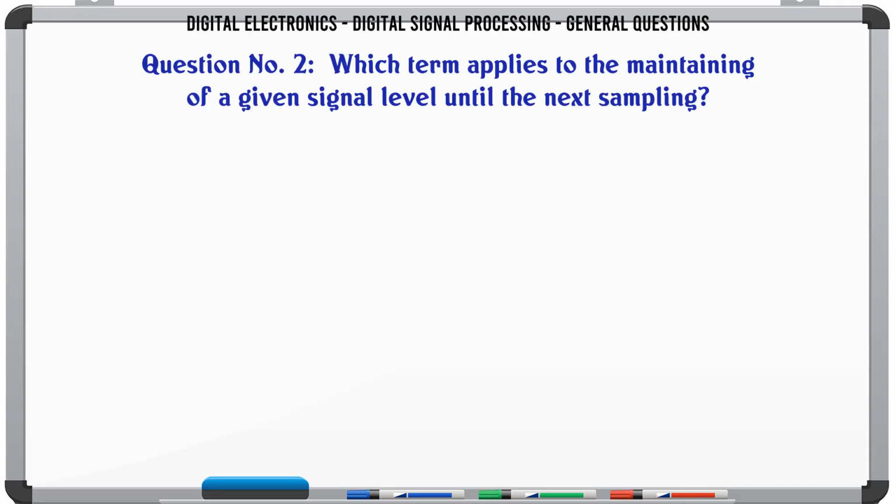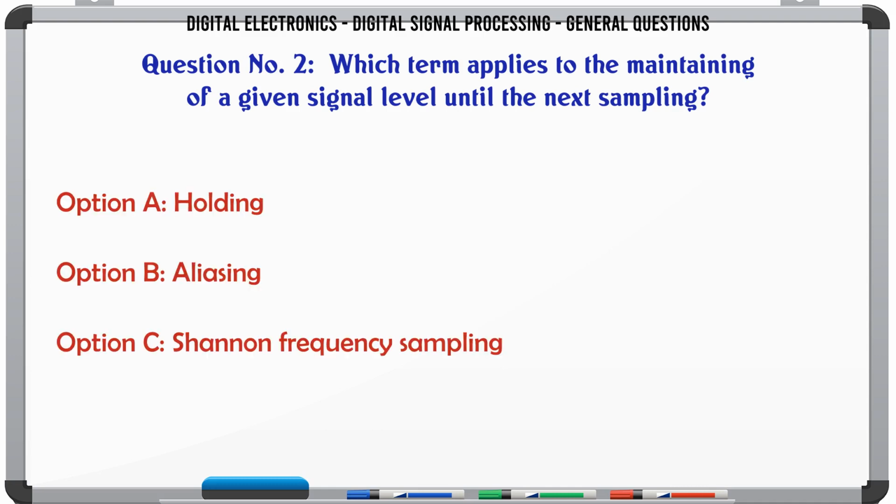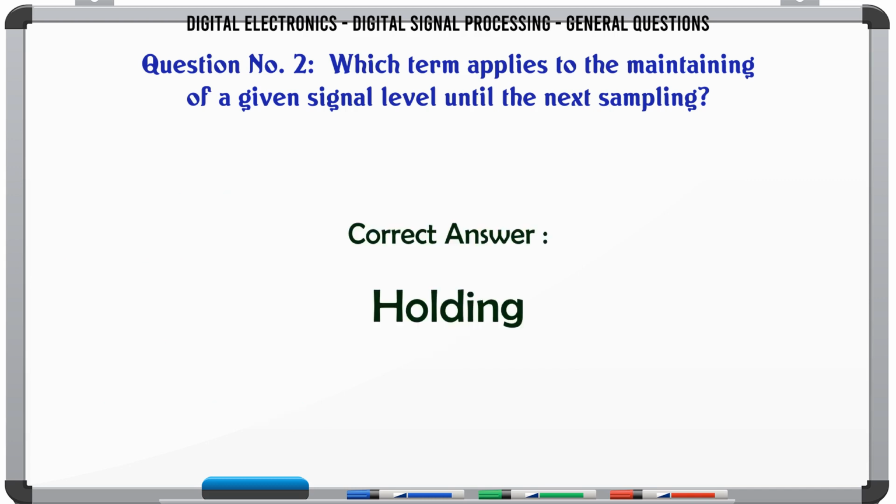Which term applies to the maintaining of a given signal level until the next sampling? A. Holding, B. Aliasing, C. Shannon frequency sampling, D. Stair-stepping. The correct answer is holding.